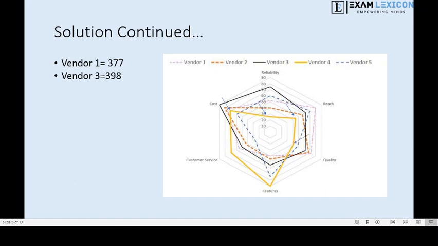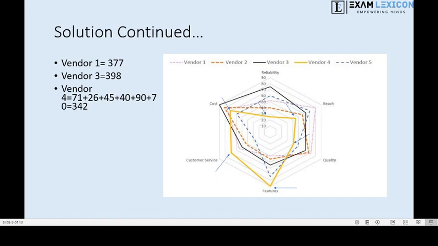For quality, it is showing to be exactly on the 40 mark, so we are taking it to be 40. For feature, it is exactly on the 90 mark, so we are taking it to be 90. And then again for customer service, it is on the 70 mark, so we'll take it to be 70. So if we take a total for vendor 4, it is showing us to be 342.